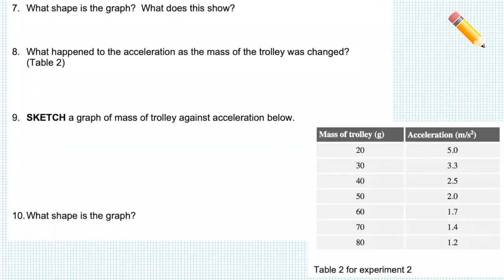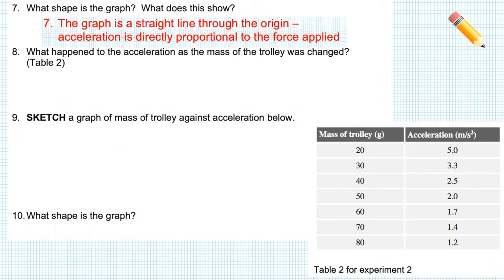What shape is the graph and what does this show? Well, the graph is a straight line through the origin. So this shows that acceleration is directly proportional to the force applied. What that means is that if we double the force, then we double the acceleration. If we triple the force, we triple the acceleration.